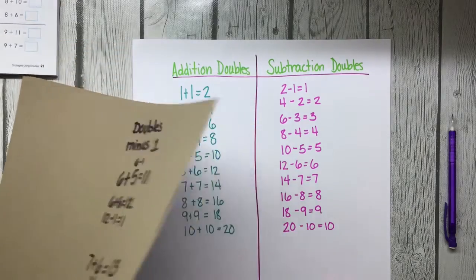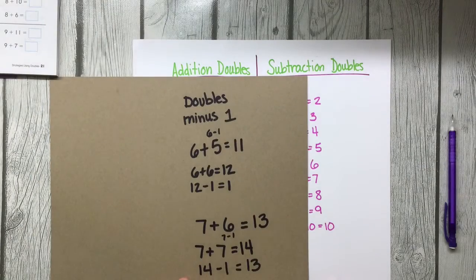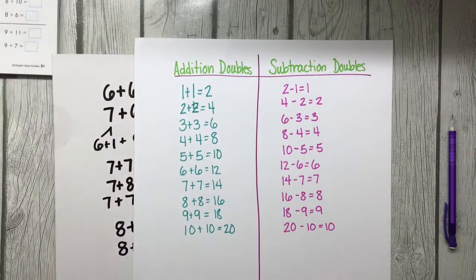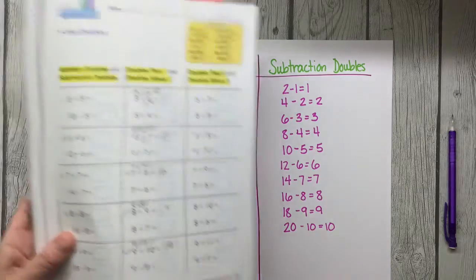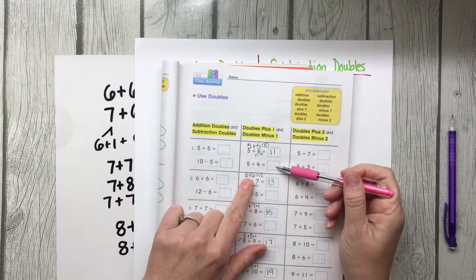If you can train your brain to use either of these tricks, that might really help you become a faster mathematician. Let's grab page 21 again. And this time, we're going to look at those ones that were right below there.